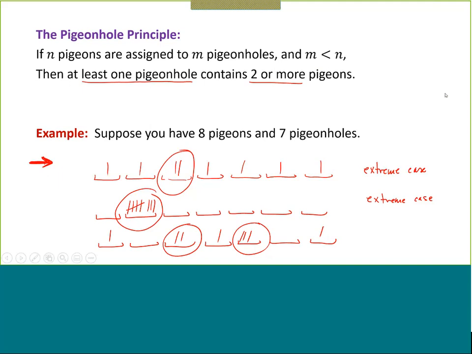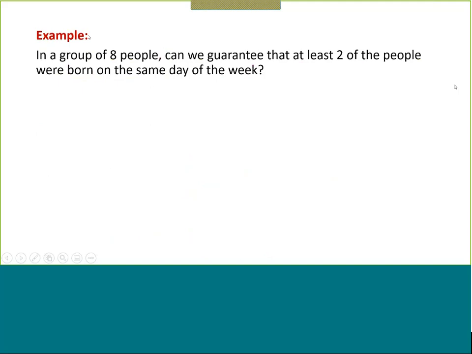Next example is not one that was trying to trick you in any way, shape, or form. So it goes as follows. It says, suppose you have a group of 8 people doing whatever they're doing. Typically, in a counting question, they'll often say a group of 8 people on a committee or on a sports team. So picture these 8 people doing whatever it is they're doing. Okay? Can we guarantee that at least 2 of these 8 people had to be born on the same day of the week? So like Monday, Tuesday, Wednesday, etc. What do you guys think?